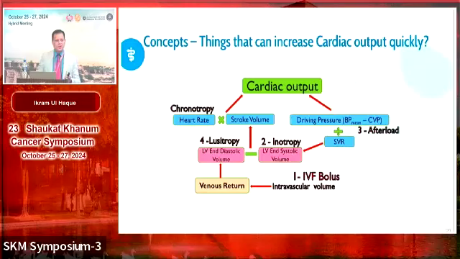And then there is this thing called lusotropy. One of the medications you may have heard of in the cardiac population is milrinone, which is a lusotropic agent. Basically, it helps relax the left ventricle at the end of diastole, so more blood can be accommodated and the stroke volume goes up with that.